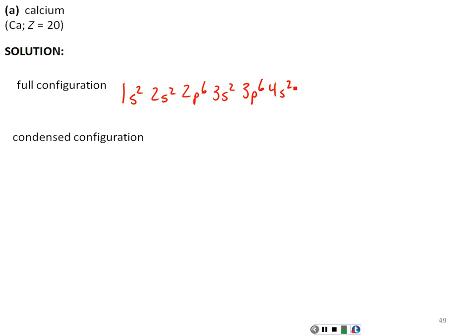And what does the condensed configuration become? Well, we look back at the previous noble gas, which would be argon, and our valence electrons are going to be 4s2.